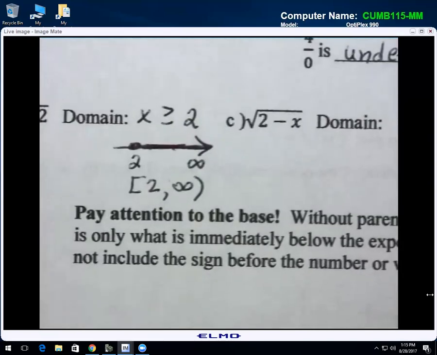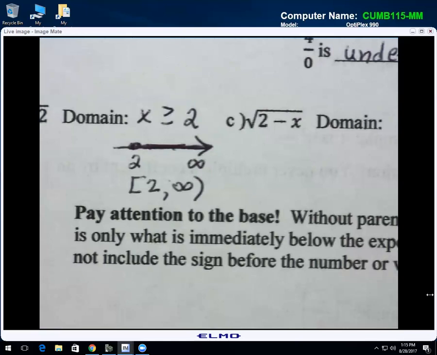What about this last one? Square root of 2 minus x. Give me an example of a number you could let x be. Negative 2? Because what's 2 minus negative 2? Better known as 4, and that's not a problem. So I could let x be negative 2. Could I let x be 2? Yeah. Square root of 0 is okay. Give me an example of a number I could not let x be. 3, because that would give me square root of negative 1, and that would be a problem.